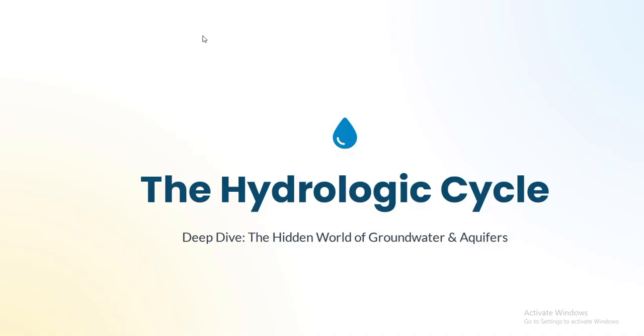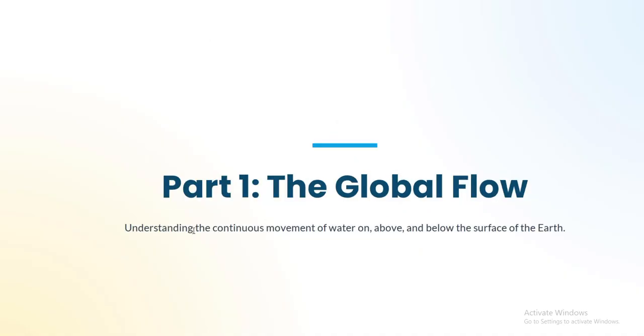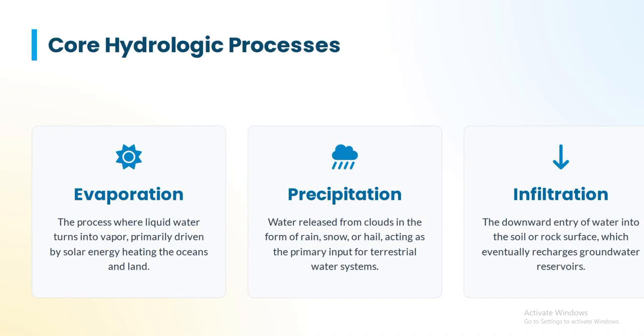That's fine, bro. So we're gonna talk about the global water flow to understand the continuous movement of water on, above, and below the surface of the earth. So the core processes are evaporation, the process where liquid water turns into vapor, primarily driven by solar energy heating the oceans and land. We also have precipitation, where water is released from clouds in the form of rain, snow, or hail, acting as the primary input for terrestrial water systems.